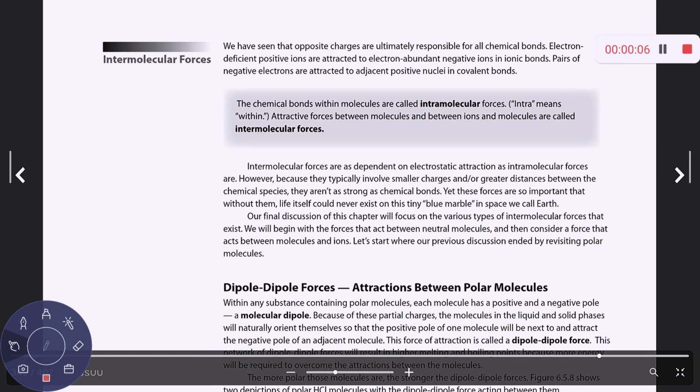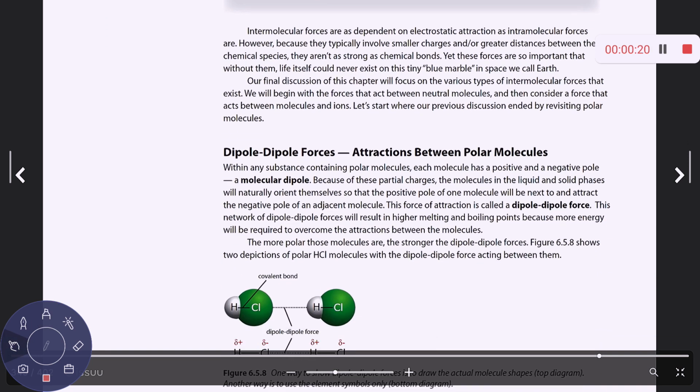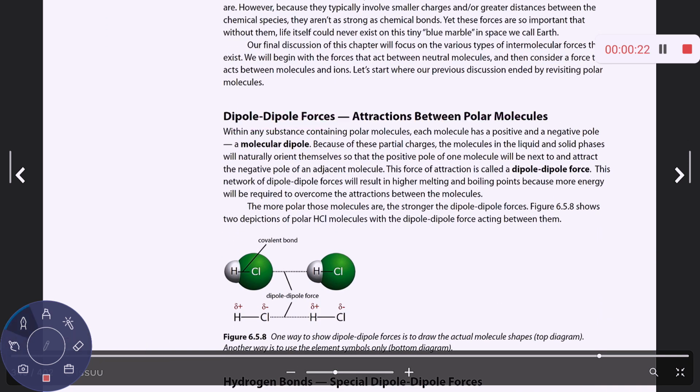Okay, so intermolecular forces are interactions between molecules or between ions, or ions and molecules. And we're going to go through a few of them. So let's start by talking about dipole-dipole forces. The dipole-dipole forces only exist between polar molecules. So you first have to identify it as a polar molecule, and then if it is, you may write dipole-dipole forces next to it, okay?